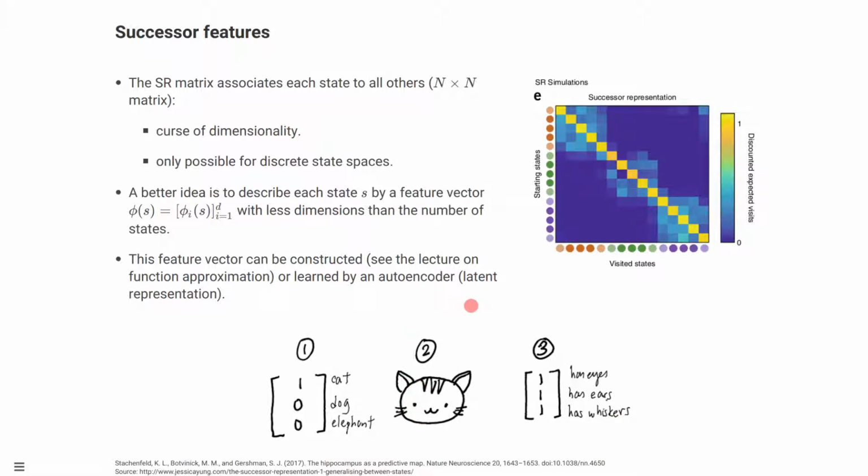So really, with function approximation, we can construct that vector as we have seen in the lecture on function approximation, or learn it with an autoencoder. That would be the latent space of an autoencoder, as we have seen already in model-based. So again, nothing new here.